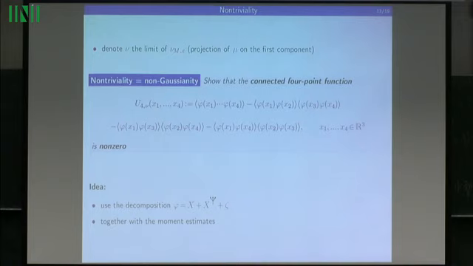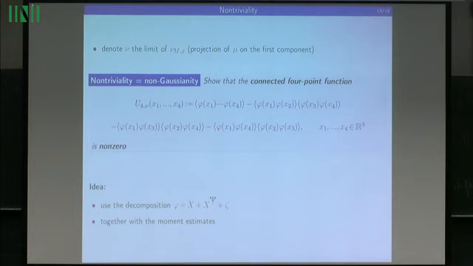And the way to do that is you look at the connected 4-point function, which is defined as follows. I pick 4 points in R^3. Here I have the correlation of φ(x1) to φ(x4), and here I have the connected correlations, all of them. And now if φ was Gaussian, or if the measure was Gaussian, then the connected 4-point function is 0. So the goal is to show that this is not 0.